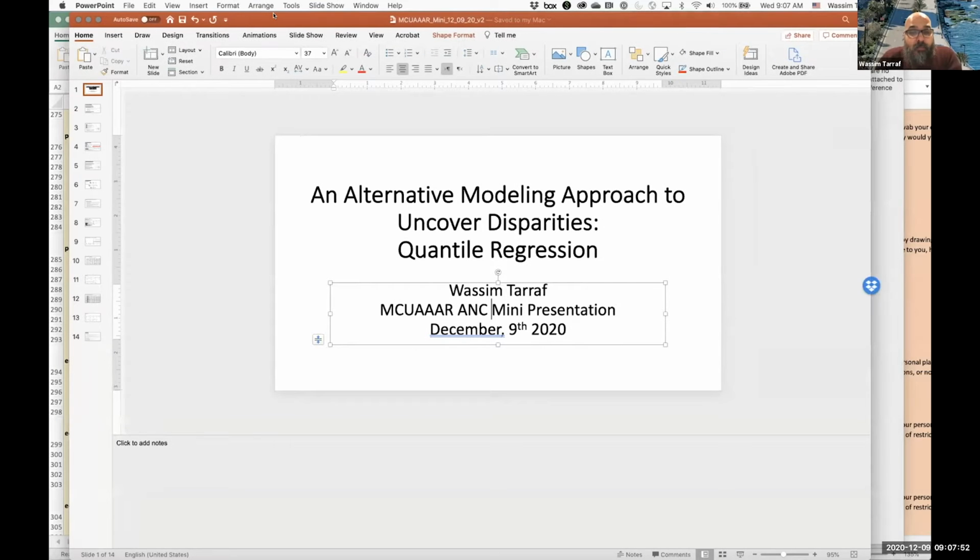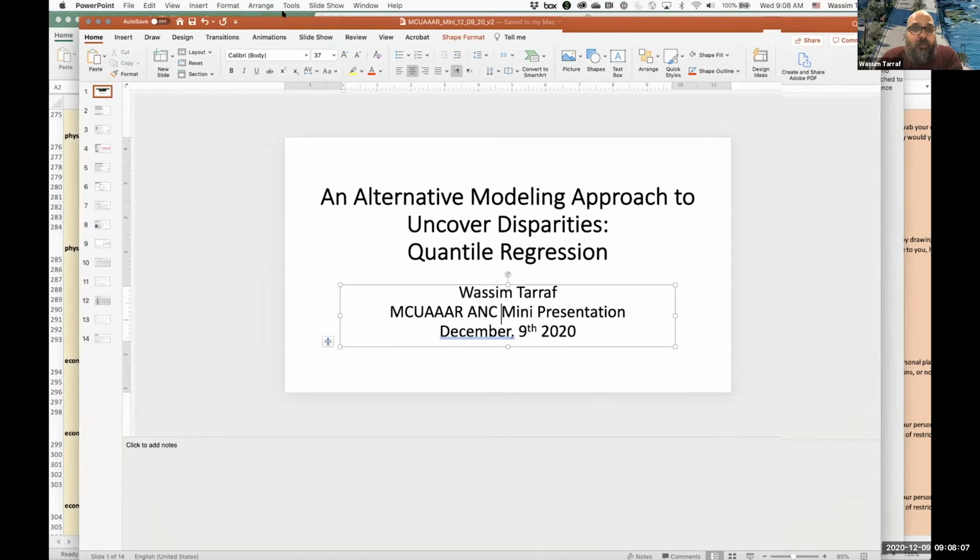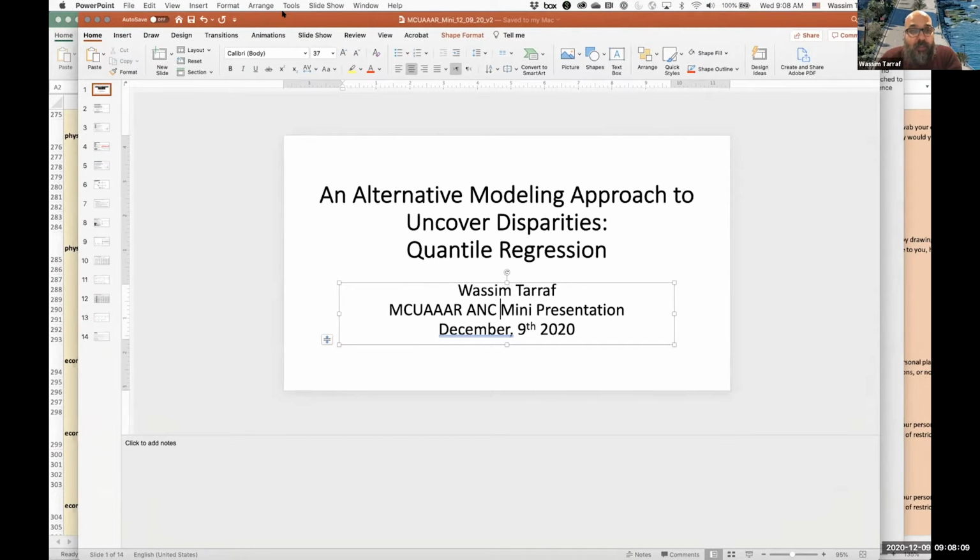So what I'm going to try to talk about today, and I'm going to take about 10 minutes because I know time is a constraint here, is an alternative approach to doing the day-to-day quantitative analyses that we do for some of our work. In particular, I'm going to focus on a method called quantile regression.